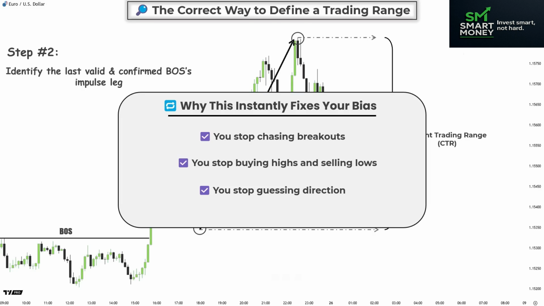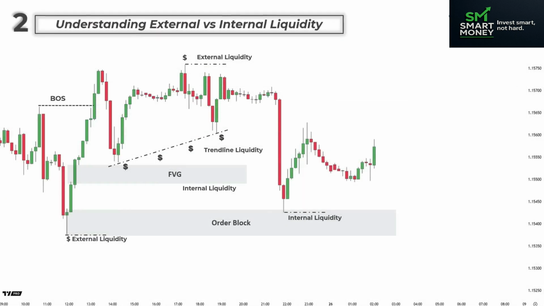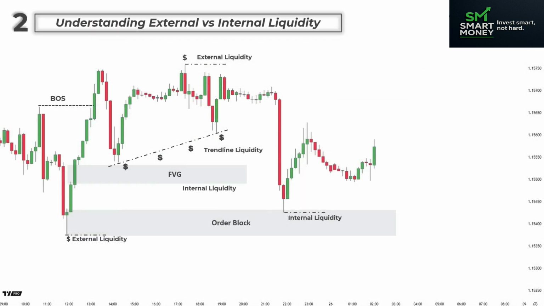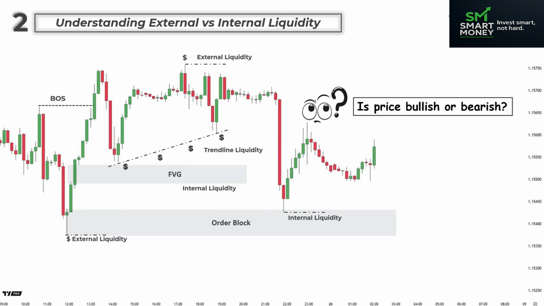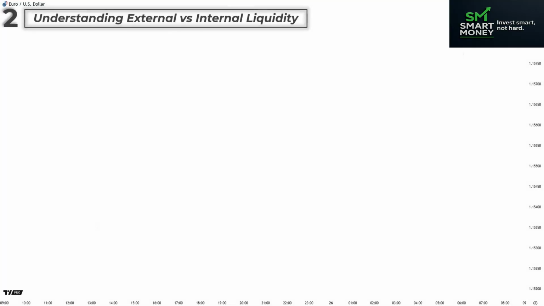Now that we've identified our trading range, the next hack is understanding where liquidity actually sits inside and outside that range. Once you understand external and internal liquidity, you stop asking, is price bullish or bearish? And instead you ask, which liquidity is price targeting first? That question alone changes everything. Let's start with external liquidity.